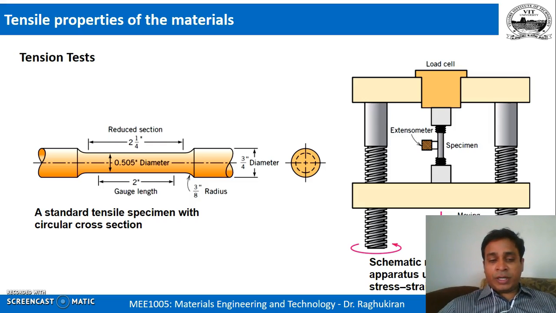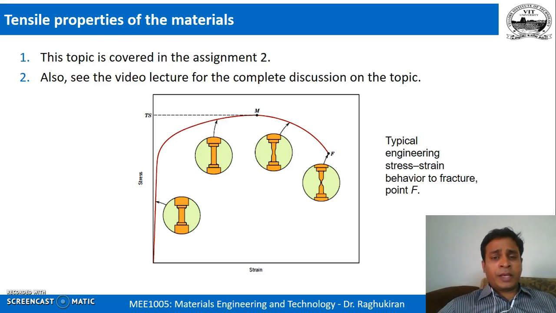So this is the tensile stress strain diagram, if you see. Up to here you can assume it is proportional, it is linear, and the slope of this is the Young's modulus, which is a measure of the stiffness of a material.